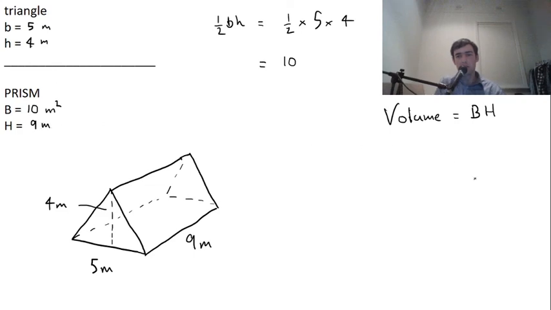Okay. Now, finally, let's put everything into our equation. So now that we are clear that this capital B is the base of the prism, and that's 10, and the capital H that we're using for volume is the height of the prism, that's 9, we can finally work out the volume of the prism, which is 90 meters cubed.